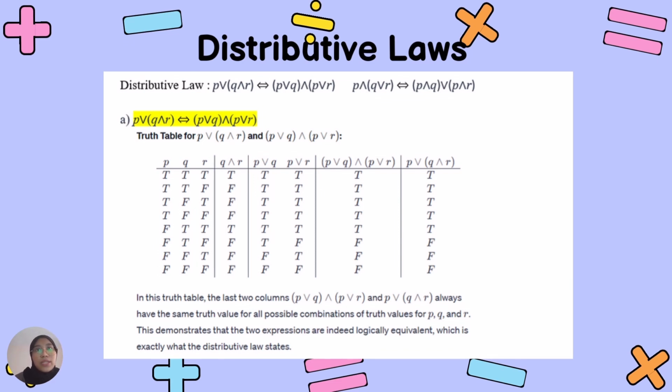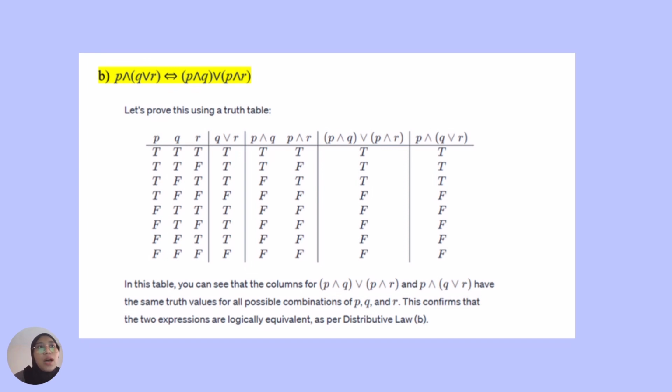So for the second one, this law means that if you have a conjunction, and, with one proposition and a disjunction, or, of two others, you can distribute the conjunction across the disjunction. The result is the disjunction of separate conjunction pairs. So in this table, you can see that the columns for P and Q or P and R, and P and Q or R, have the same truth value for all possible combinations of P, Q, and R. This confirms that the two expressions are logically equivalent as per the distributive law.